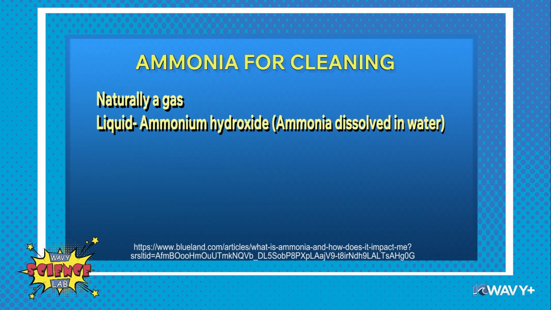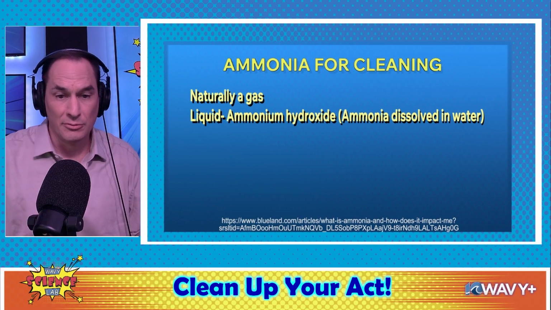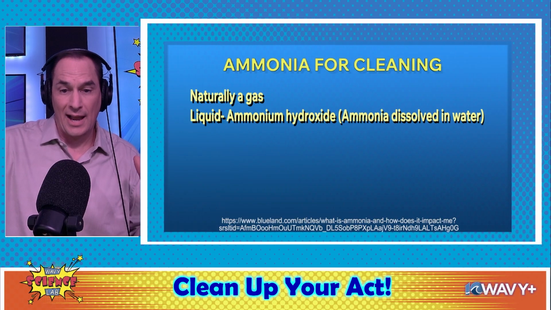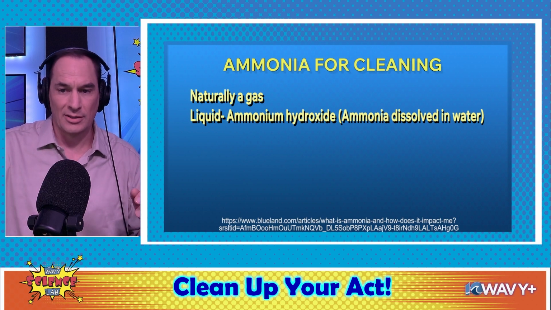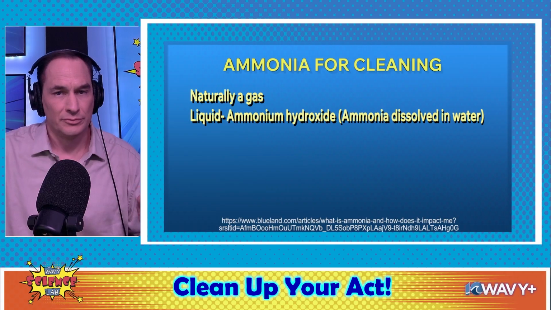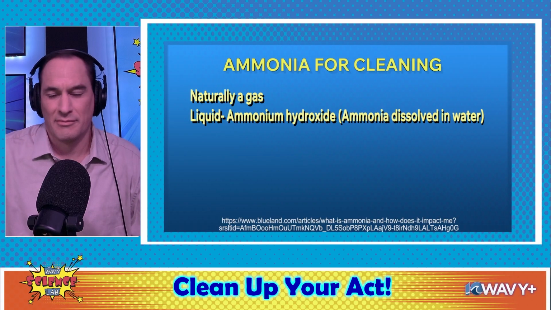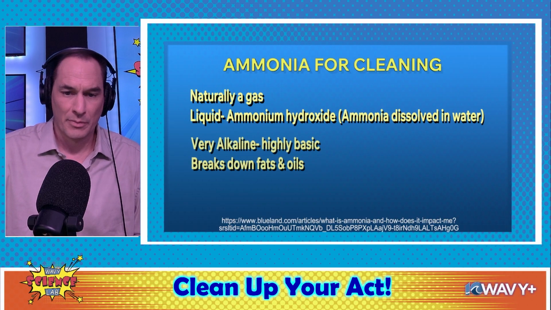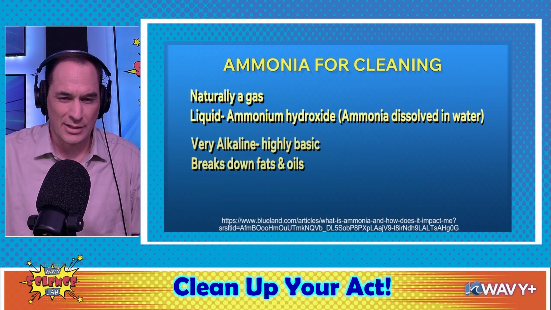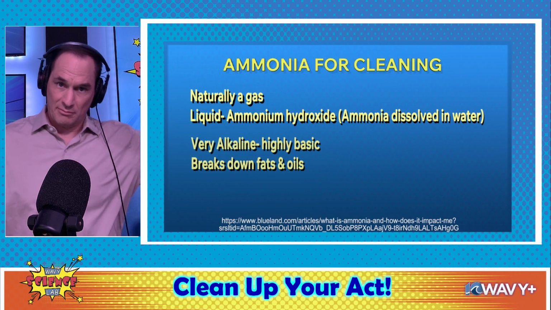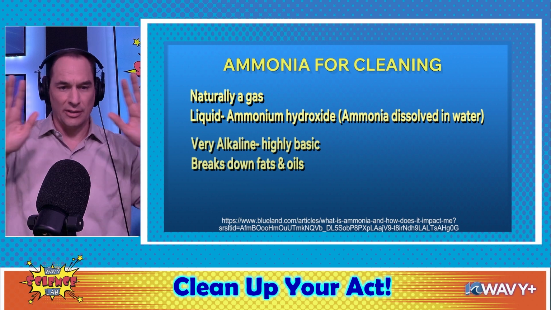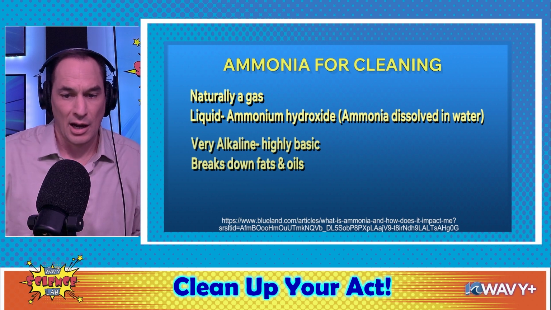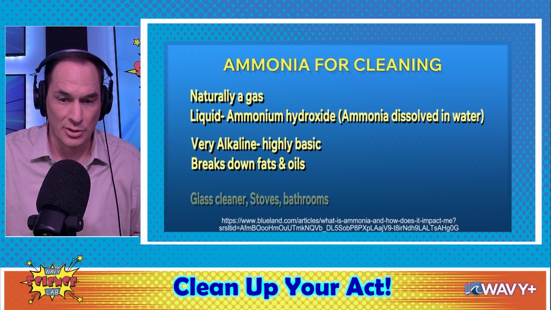So that is alcohol. Now another one, ammonia for cleaning. This is a very good tool. Naturally a gas, but they make it into a liquid, ammonium hydroxide. It's dissolved in water. Very complicated process, egg complicated, not very. And so it's very alkaline. It's very basic. There's acidic over here and basic over here, and so it's opposite, right? But it breaks down fats and oils, and it does a good job with that.